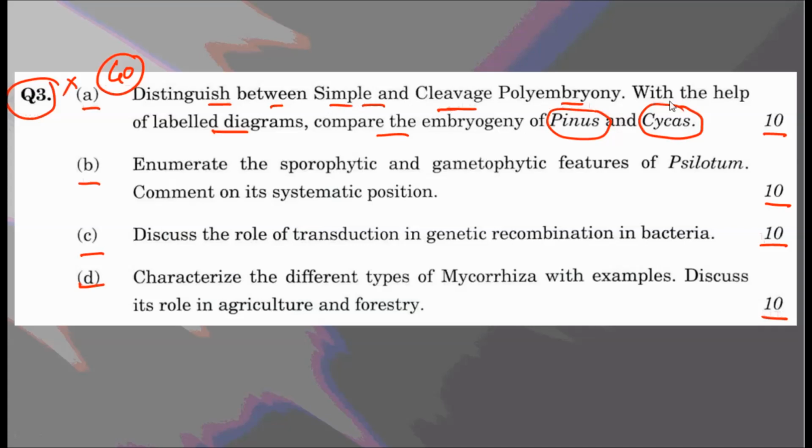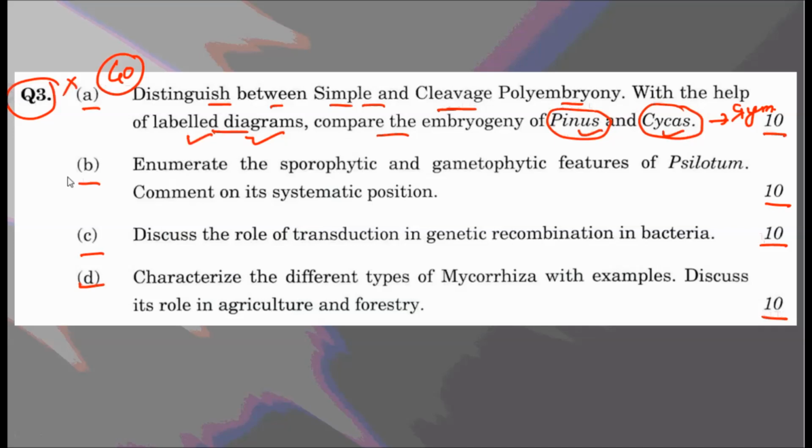Then with the help of a labeled diagram, you have to draw a well labeled diagram and compare the embryogeny in Pinus and Cycas. Both these plants are gymnosperms. All right. So you have to compare their embryogeny with well labeled diagram.